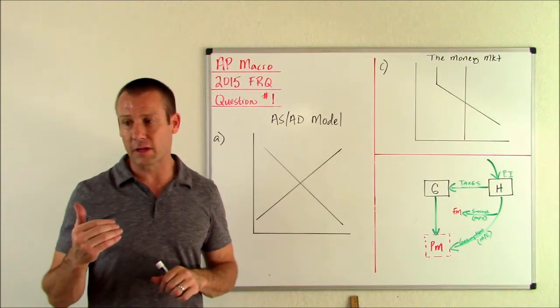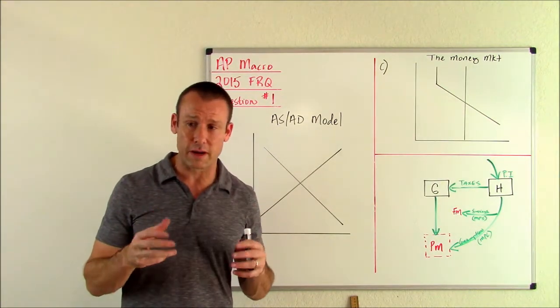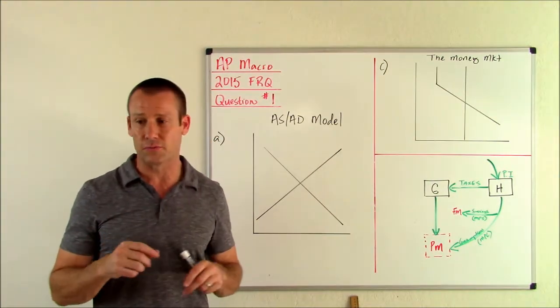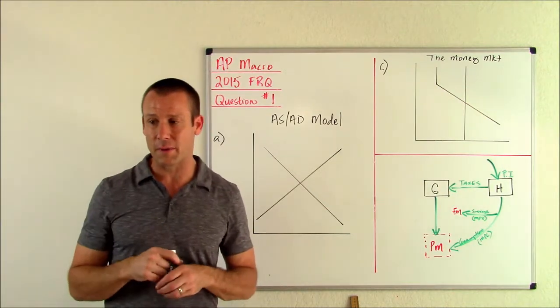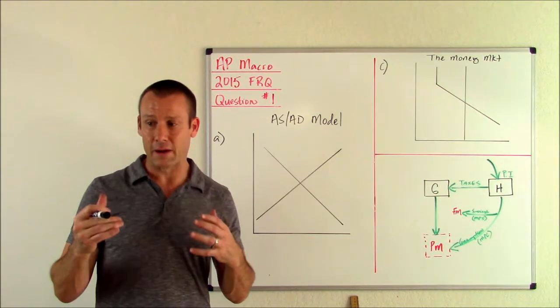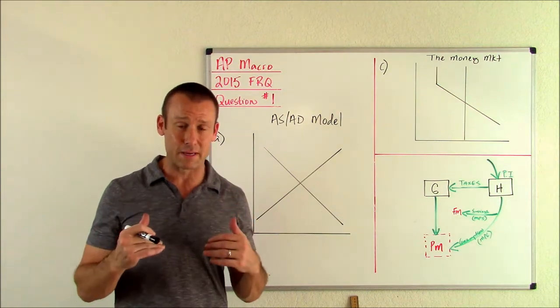A, draw a correctly labeled graph of the long-run aggregate supply, short-run aggregate supply, and aggregate demand, and show each of the following. They want the current equilibrium output and price level, labeled Y1 and PL1.